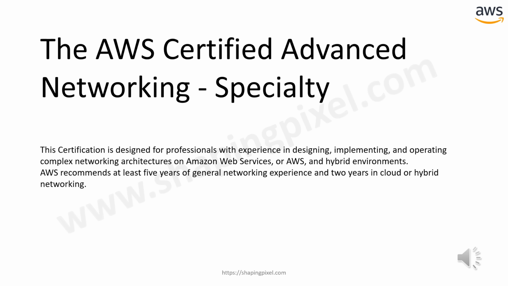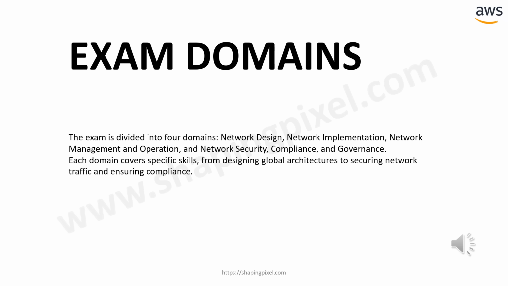In this video, we are diving into part 2 of the AWS Certified Advanced Networking Specialty. The exam is divided into 4 domains: network design, network implementation, network management and operation, and network security, compliance, and governance. Each domain covers specific skills, from designing global architectures to securing network traffic and ensuring compliance.